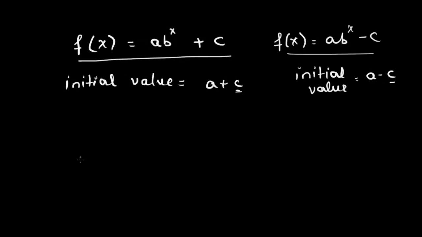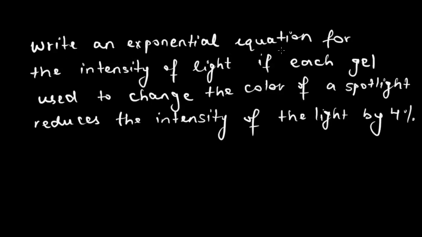The example that we have covered so far takes into account the problem where the equation is given. What if the equation is not given in a question and we have to form the equation? Then how do we write an equation? Let's read the question. Write an exponential equation for the intensity of light if each gel used to change the color of a spotlight reduces the intensity of the light by 4%.